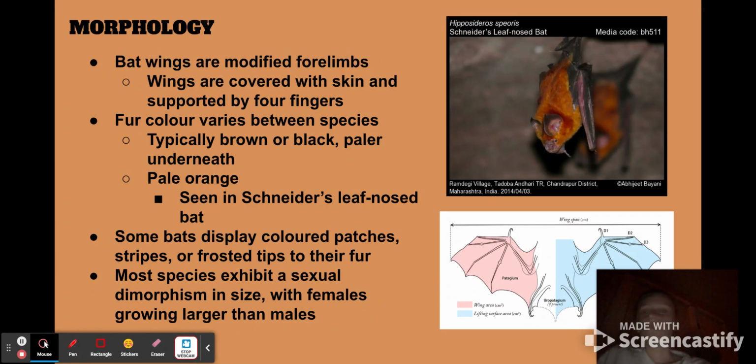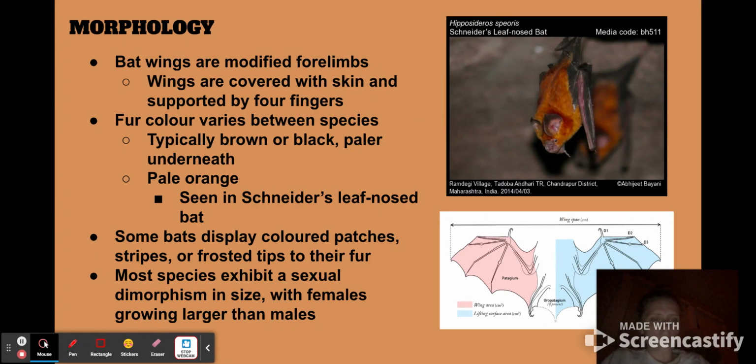So their fur color varies between different species, and because there's so many different species, these are just some of the most common ones. They're usually brown or black with a paler undercoat, or they can be pale orange, which is seen in Schneider's leaf-nosed bat, which you can see in this image right here.